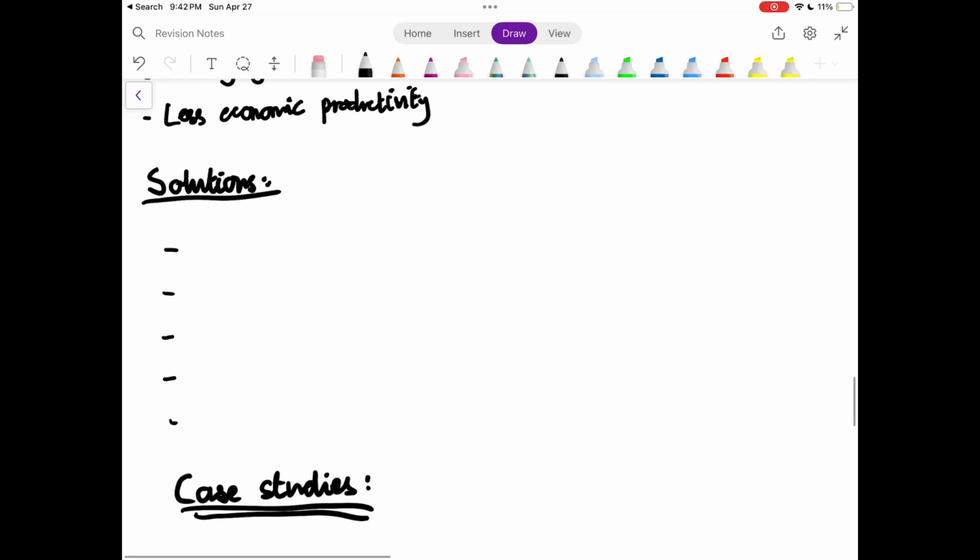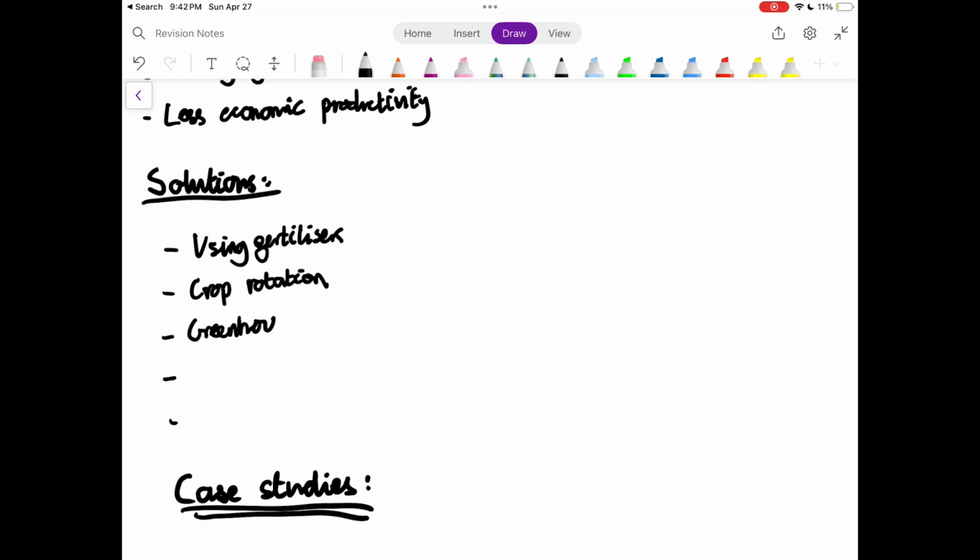Okay, so now we're going to be looking at the solutions of food shortages. So some include using fertilizers. Crop rotation can also be used, and crop rotation is basically when crops are grown at different times of the year, and therefore keeps the fertility of the soil constant. Greenhouses can also be used to plant crops, as well as mechanization, which is the introduction of machinery onto agricultural fields, as well as irrigation.